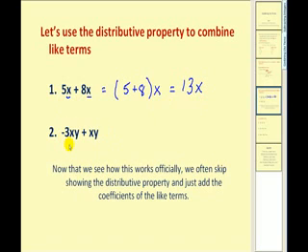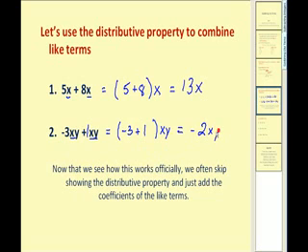In this example, it's easy to see that both terms have the factors xy. But one thing I see in this problem is that there's no coefficient or number in front of xy. Remember, that's an implied 1. So what we can do now is factor out the common variable part of xy and see what's left. Well, in this case, we're left with negative 3 plus 1, which is negative 2, so we have negative 2xy.